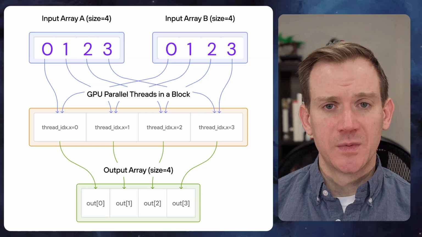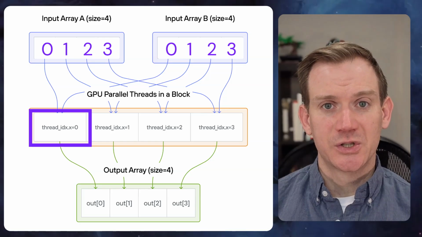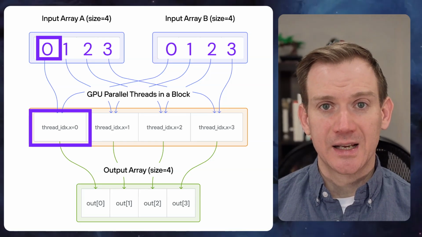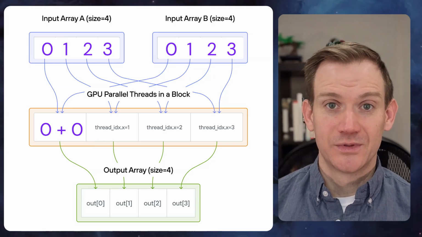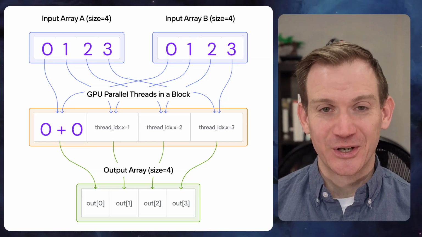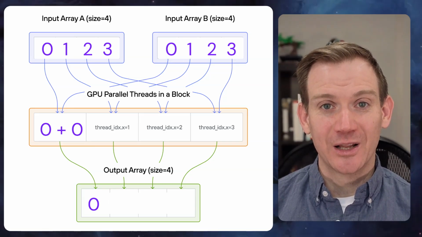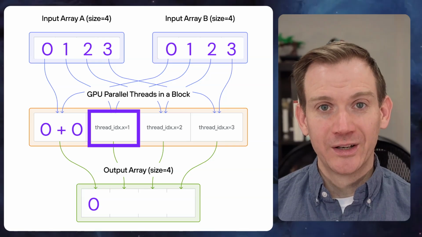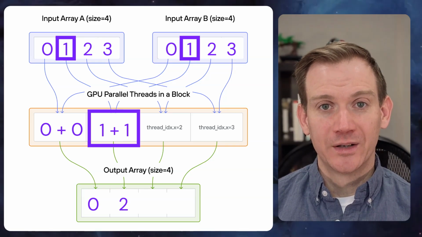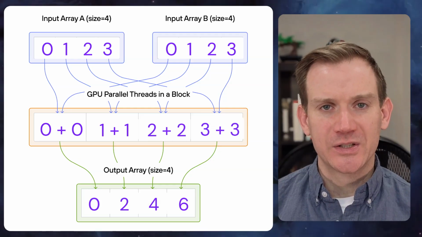Here's how it works on the GPU. Thread 0 handles position 0. That reads A index 0 and gets 0. Reads B index 0 and gets 0. Adds 0 and 0. That's still 0. And writes that to output element 0. Then thread 1 reads element 1 of A and B and writes that to element 1 of the output. This continues for threads 2 and 3.